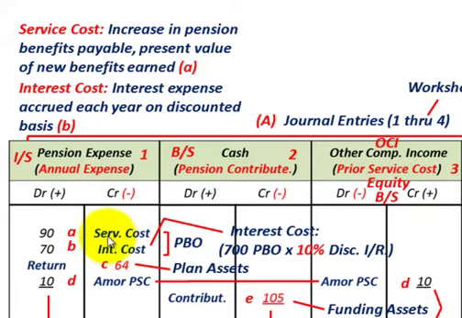Now the second item is our interest cost. That's interest expense accrued each year on a discounted basis on this pension, and really that's going to be our projected benefit obligation times some discounted interest rate.